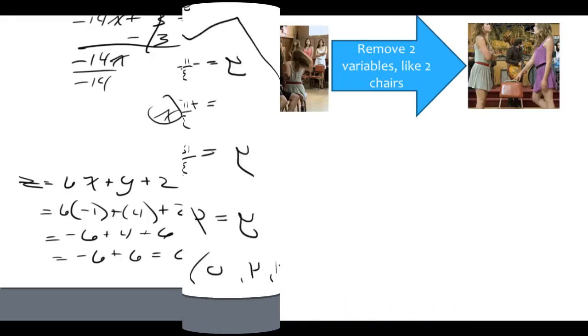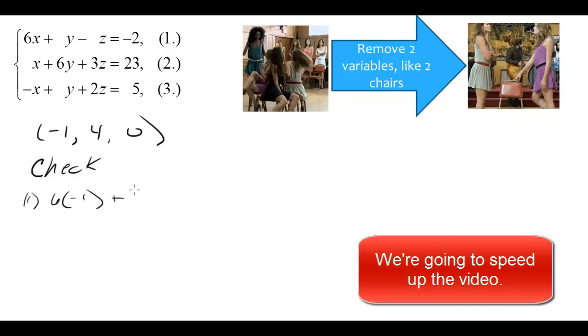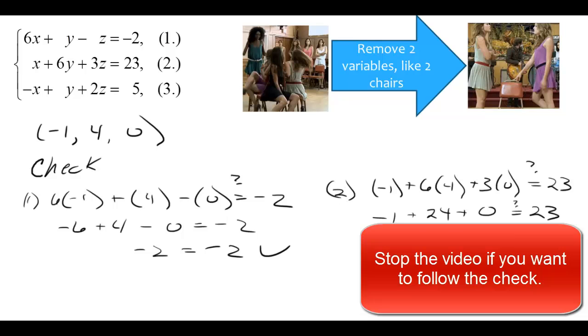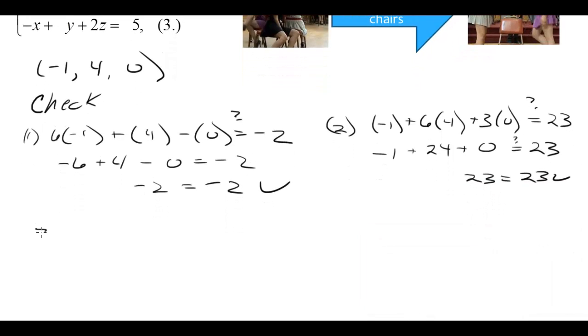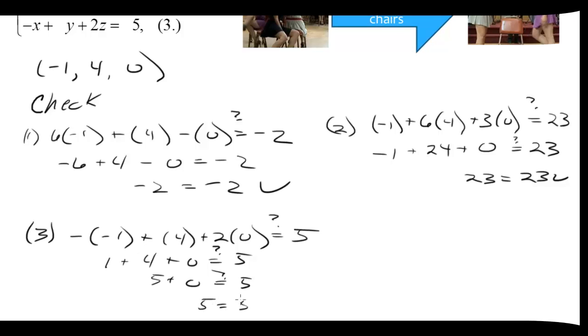Should we check that? Okay, let's check our solution. All right, let's check equation 1. So equation 1 is 6 times minus 1 plus 4 minus 0. Does that equal minus 2? Check on equation number 1. Equation number 2. So it looks good for equation 2. Last but not least, equation number 3. Yes, of course. 5 equals 5.